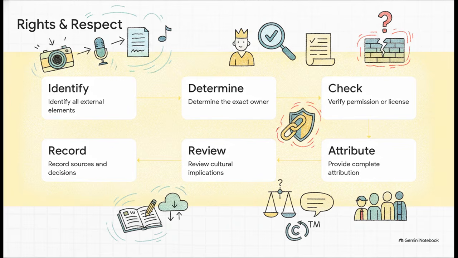Once that's done, you move to ethical execution. Step 4. Provide accurate and complete attribution. Step 5. Review the cultural and business implications. Ask yourself, is this sensitive and fair? And finally, Step 6. Document it all. Record your sources, your permissions, and your decisions. If your project can't pass this audit, do not publish it until you fix the gaps.